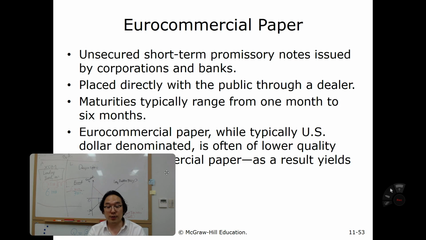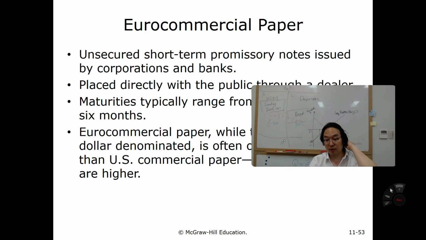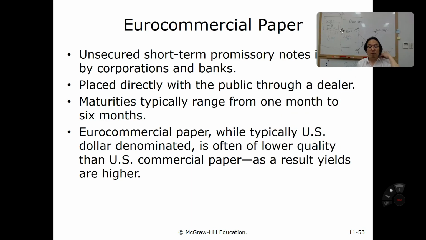Commercial paper is unsecured short-term promissory notes, in Korean terminology, 기업어음 kind of things, issued by corporations and banks. 60 days, 30 days, commercial papers are there for you. Now, it's placed directly with the public through a dealer, and maturities typically range from 1 month to 6 months. And euro commercial paper, while typically US dollar denominated, is often of lower quality than US commercial paper. As a result, it yields a higher rate.